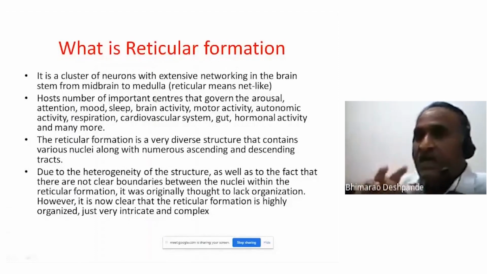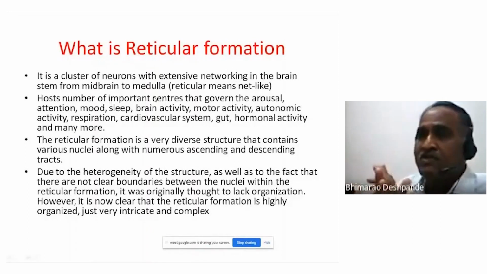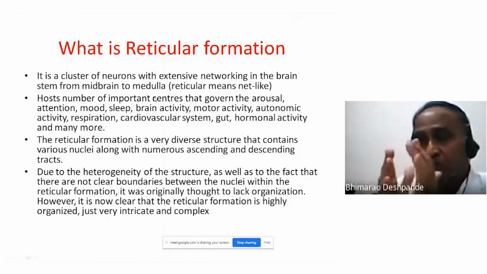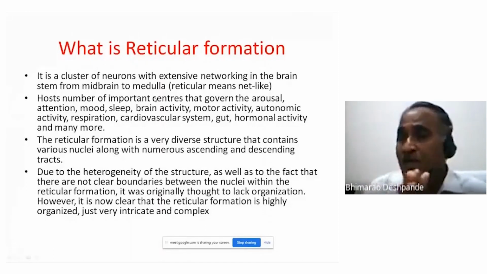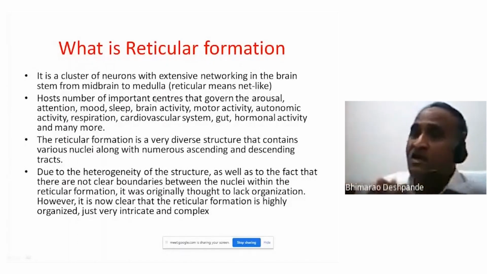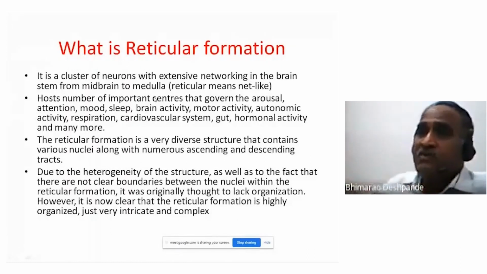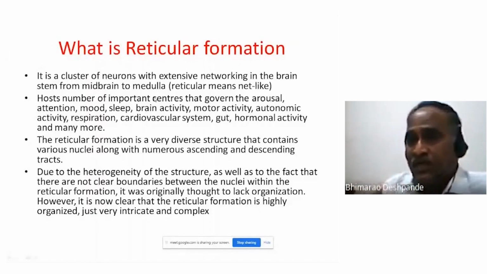Only, for example, there are boundaries for respiratory centers because these are clusters of neurons located at a particular location. There are boundaries for cardiovascular centers, for a swallowing center, for a mastication center, for a cough center, vomiting center, and so on. But the other nuclei are not well demarcated. So in the reticular formation, we worry about those other nuclei in addition to those specific nuclei. That makes it very complex.